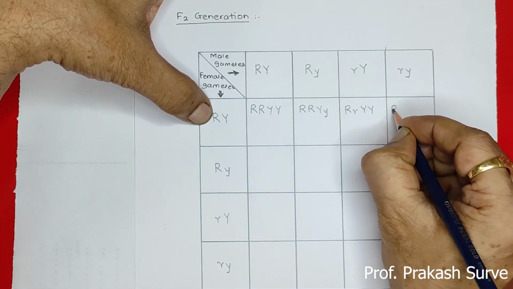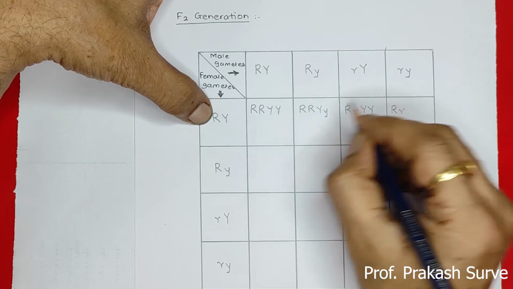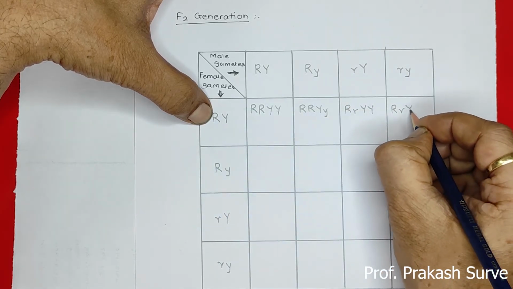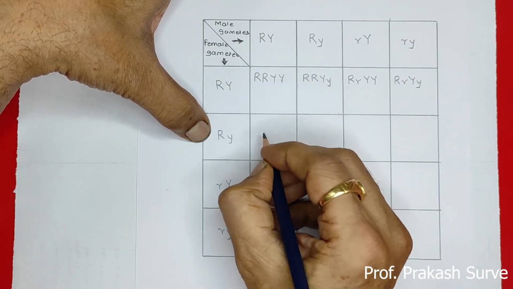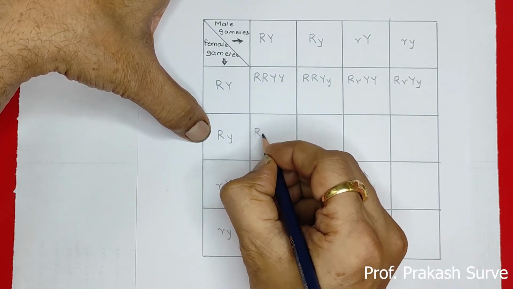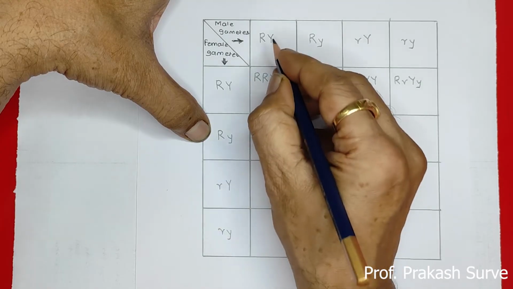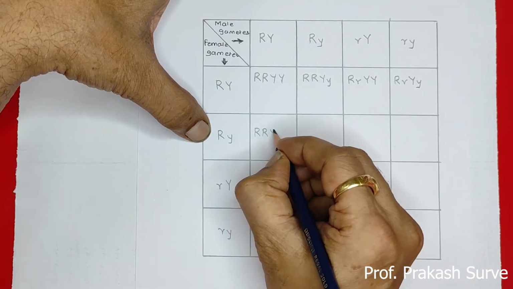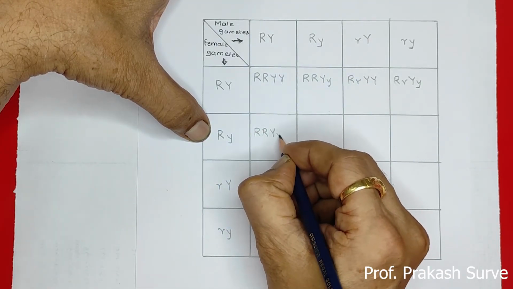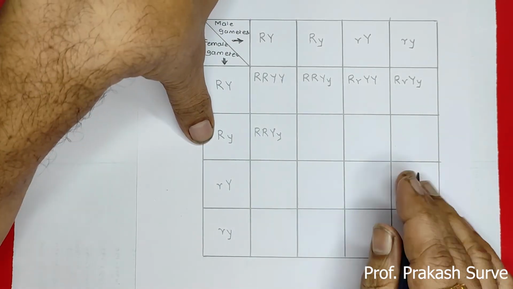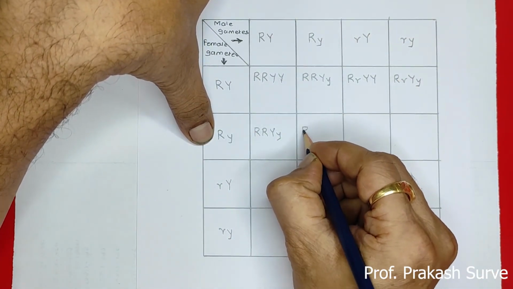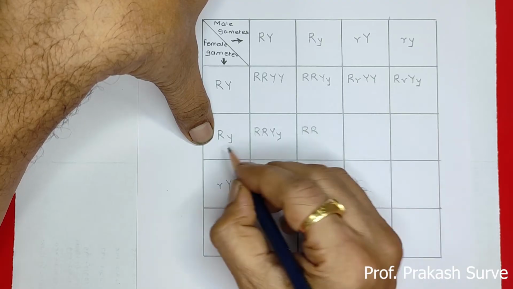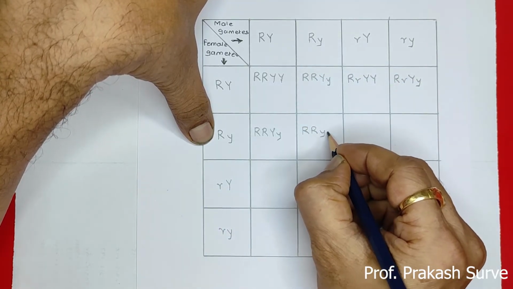So capital R, small r, and capital Y, small y. Same way here, capital R. First we'll write capital R, then capital Y, small y. Here we'll write the capital letter first, capital Y, small y. Always remember you have to write the capital letter first. So capital R, both are capital R there. So capital R, both small y are there. So no need to worry about it.